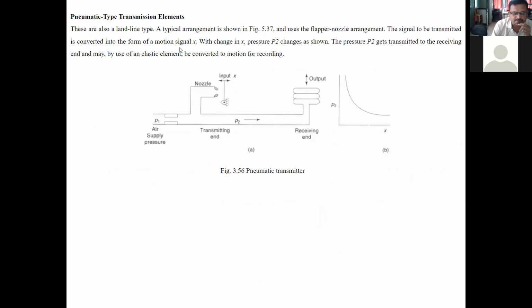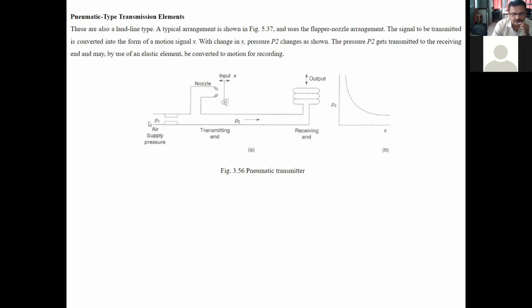The signal to be transmitted is converted into the form of a motion signal X. With change in X, pressure P2 changes as shown in the figure. Therefore, this pressure P2 will change. The pressure P2 gets transmitted to the receiving end and may, by use of an elastic element, be converted to motion for recording.